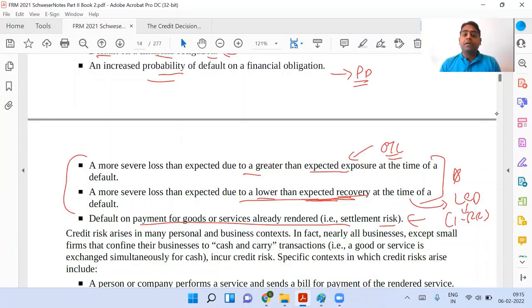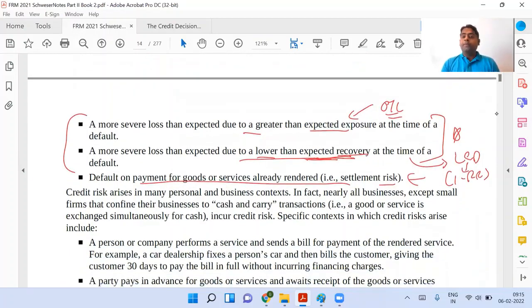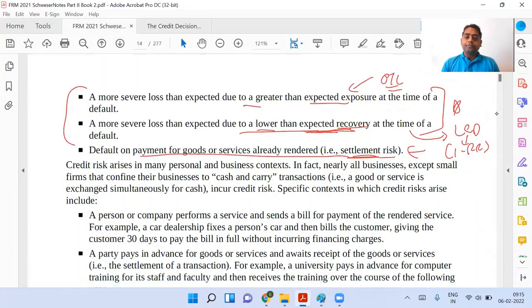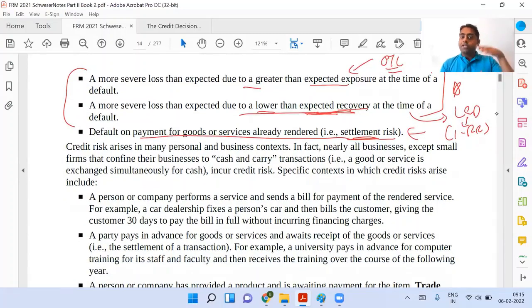There is a celebrated case, Herstatt risk. You should read about it. It is easily available on the internet. Herstatt risk is primarily settlement risk, so in many cases settlement risk is also referred to as Herstatt risk. It is a case that happened with a German bank, so you should read more about it later. I'm going slow so that you can read the content along with me.